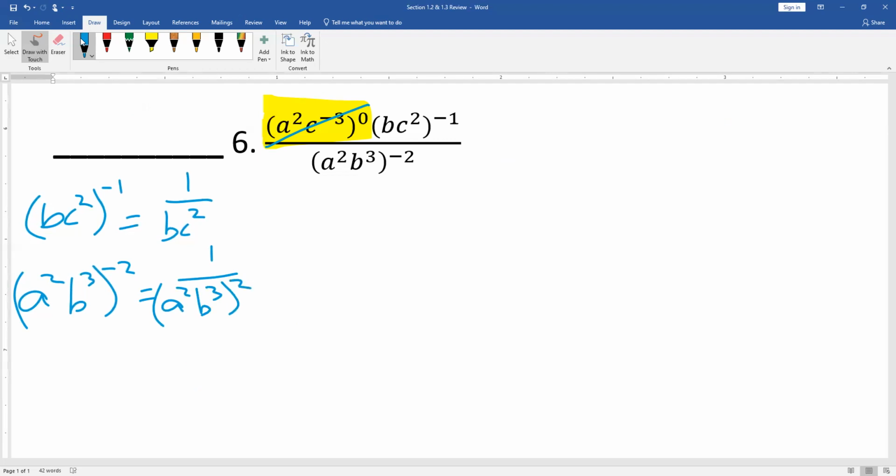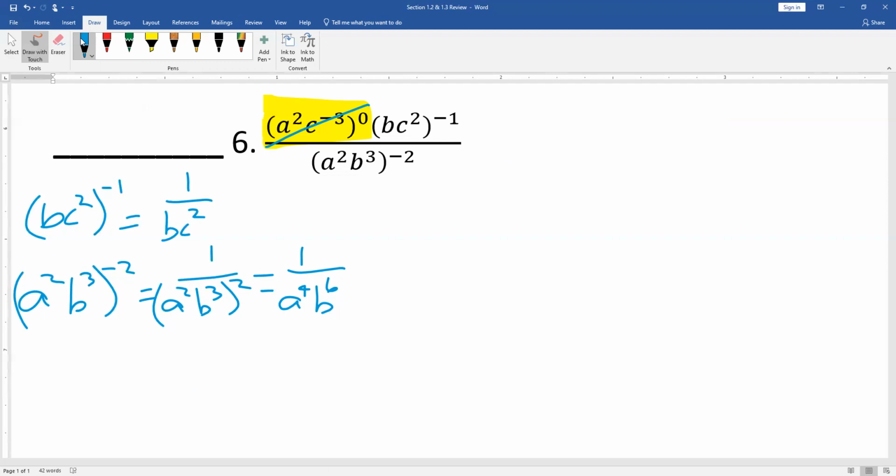So we're going to do our product property to simplify that a little bit more, but that's it. So let's go ahead and do that. That is 1 over a to the 2 times 2, that's a to the 4th. So remember, when you have an exponent raised to an exponent, you multiply them instead of add them. And then this is b to the 6th. So 1 over a to the 4th, b to the 6th.